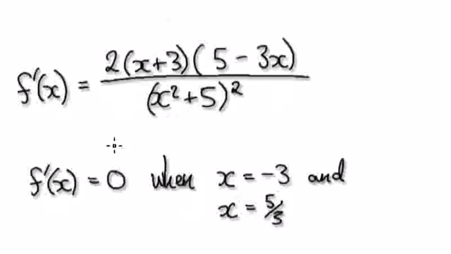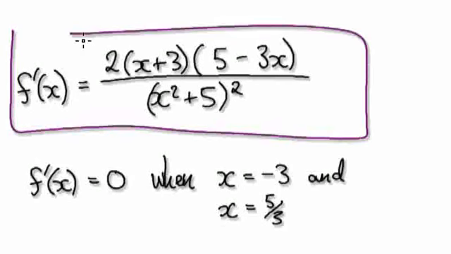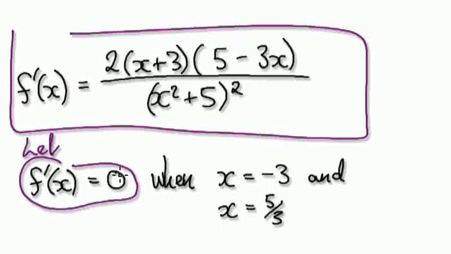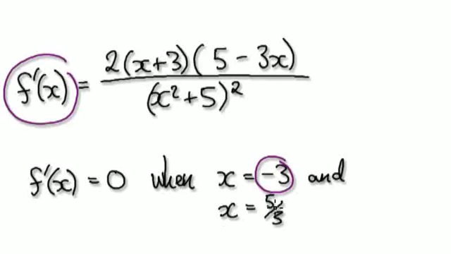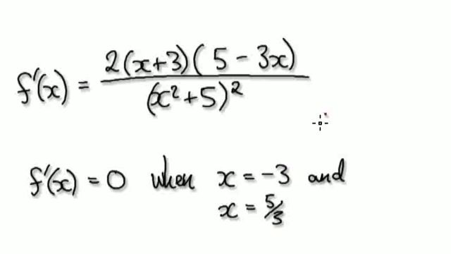Now find out when this thing equals 0. So this is our first derivative. Let f prime equal 0. When you make this equal 0, what will x be in order for this to be 0? When x is negative 3, then f prime will be 0. When x is 5 over 3, then f prime will be 0. So these are our two critical points.